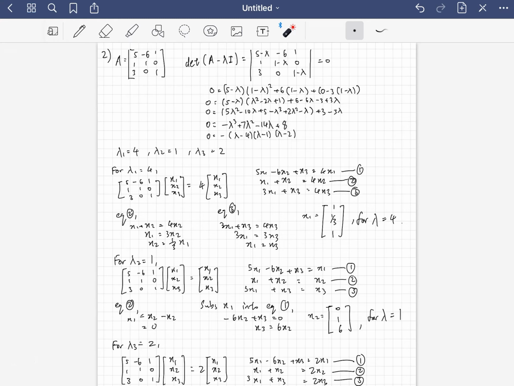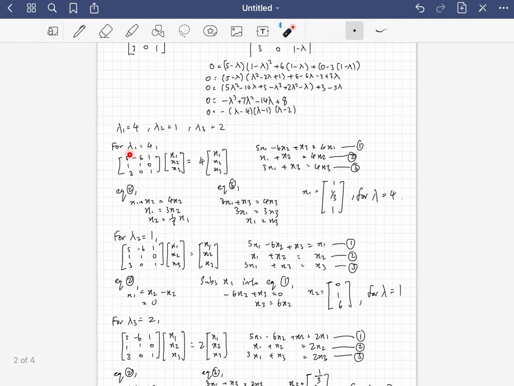The next question is also to find the eigenvectors and eigenvalues for matrix A. Like the same, the determinant of A minus lambda I equals 0. Then I solve the equation here and get the final answer of lambda. Lambda 1 equals 4, lambda 2 equals 1, lambda 3 equals 2. So for the eigenvectors, first is for lambda 1 equals 4.